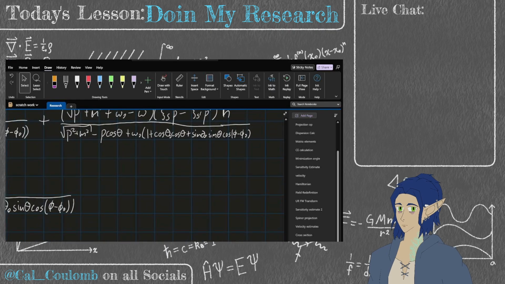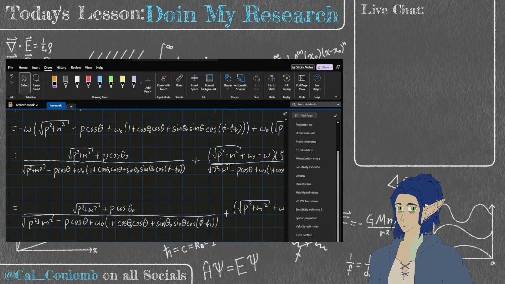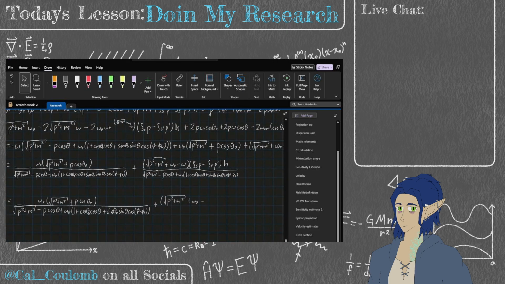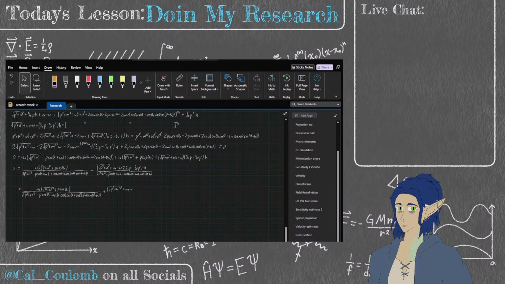And now we have plus square root of p squared plus m squared plus omega naught minus omega. Now we use our 0th order expression in here. And this should be times omega naught, shouldn't it?